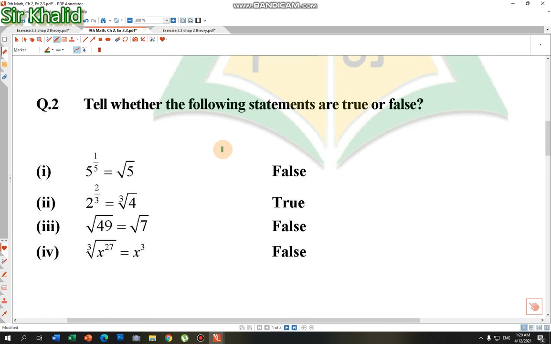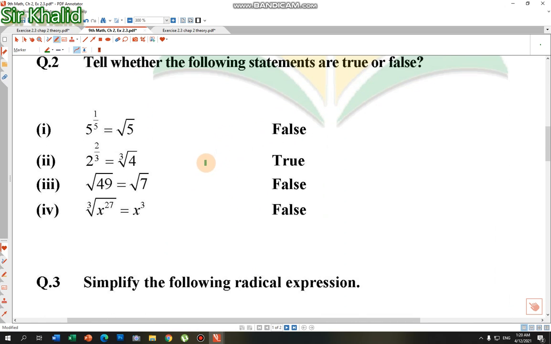Tell whether the following statements are true or false. Here 5^(1/5) is equal to the square root of 5. It is false, because the fifth root of 5 would be like this. So this is correct, this is false. 4^(2/3) is written as the third root of 4 squared. It is true, because 1 over 3, this is n, and I put it here in radical form, and 2 squared will be 4, so it is true.